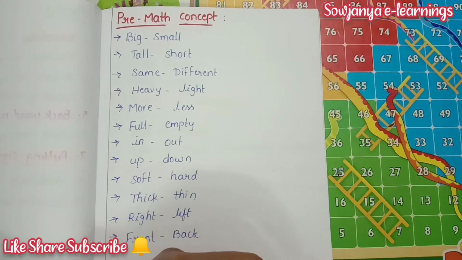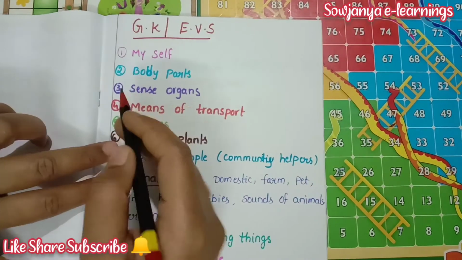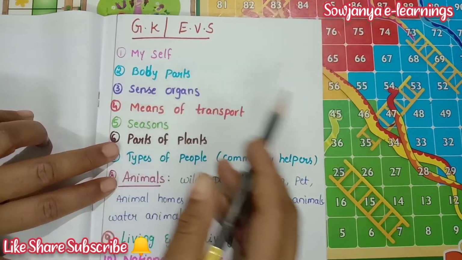Next, we will see about GK. In GK, myself, already they will learn. Here, for myself, they have to write the sentences. My name is, like that they have to write the sentences and they have to read.